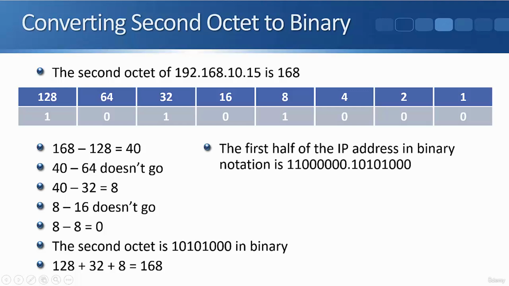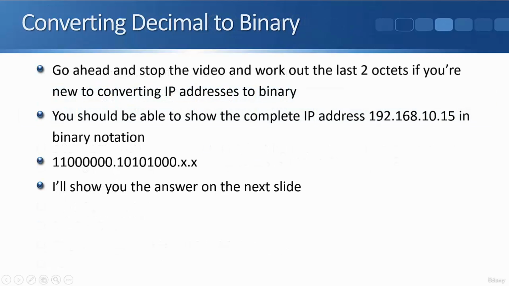So the first half of our IP address in dotted decimal is 192.168. In binary, it's 11000000.10101000. Hopefully you followed along with that okay.